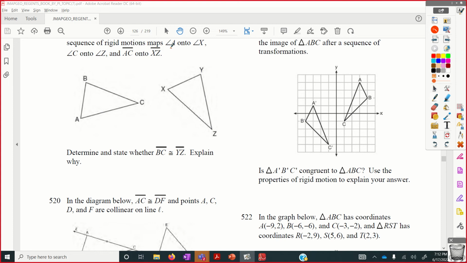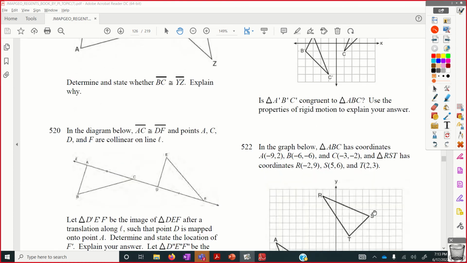Same thing here, like you see that A goes onto X, mark it. C goes onto Z, mark it. AC goes onto XZ, mark it down. Whether or not these are congruent would be true, right? The triangles are congruent because of ASA, and then these two are congruent because of CPCTC. Like that's full credit. Okay, so keep in mind as you're going through what you can mention here.